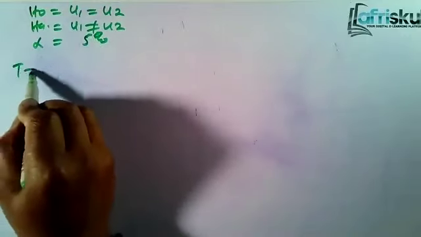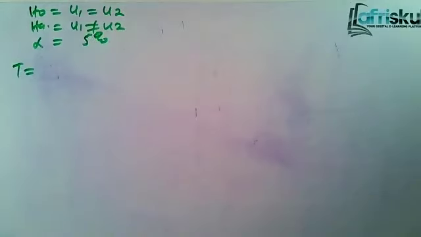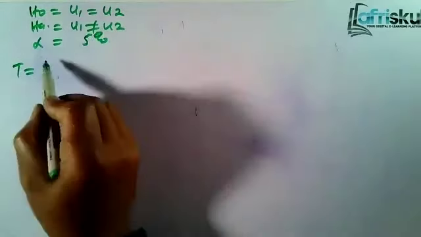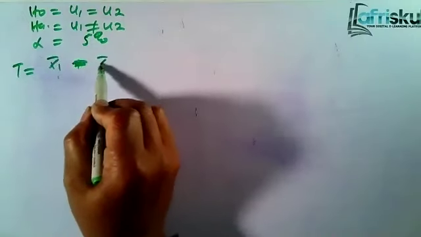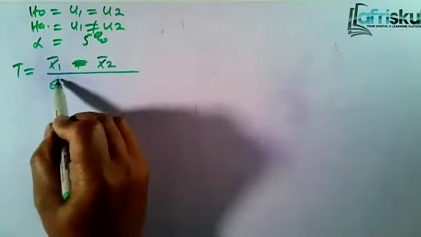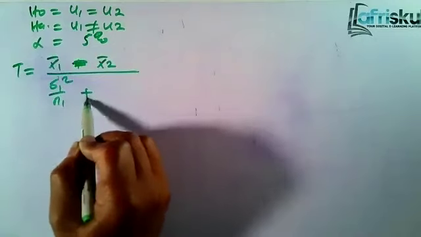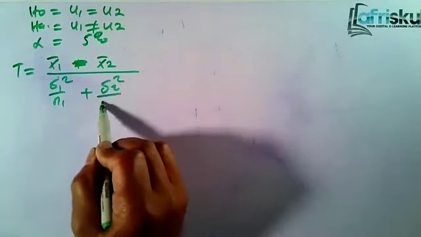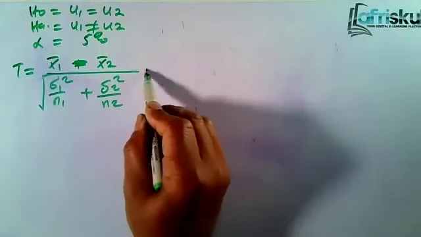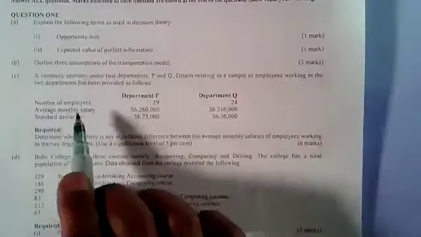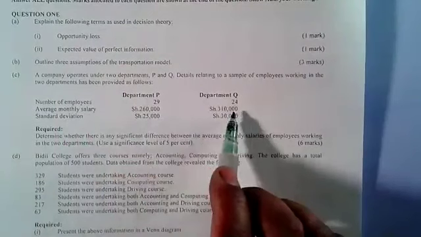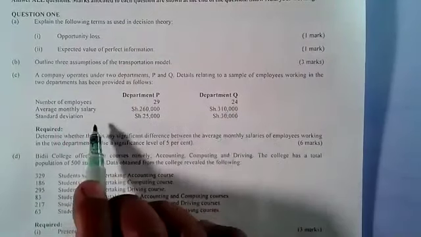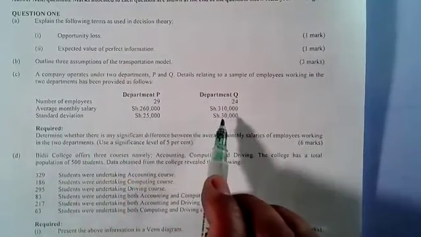Then tunatumia T. When you are getting for two tail test, for two means, tumesema ni X bar 1 minus X bar 2 divided by standard deviation of 1 square over N1 plus standard deviation of 2 square over N2, then you get the square root. You're given there number of employees, hiyo ni N. Average monthly salary umepewa, hiyo ndio X bar, 260, 310. Standard deviation 25,000 and 30,000.